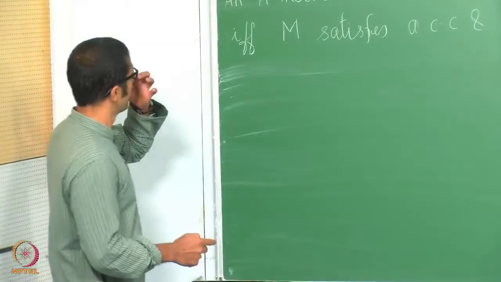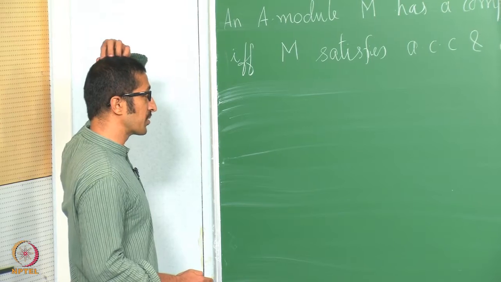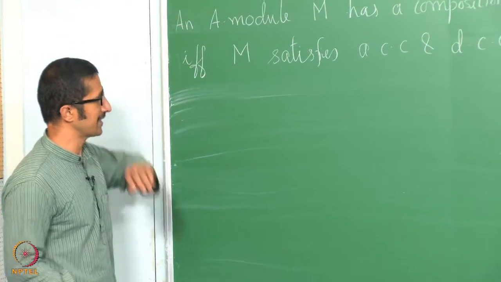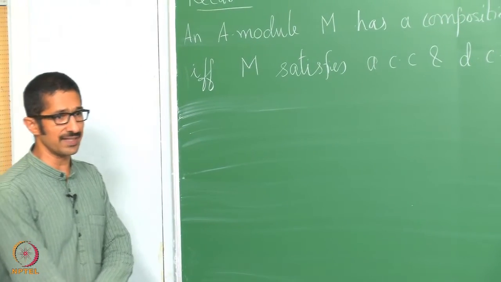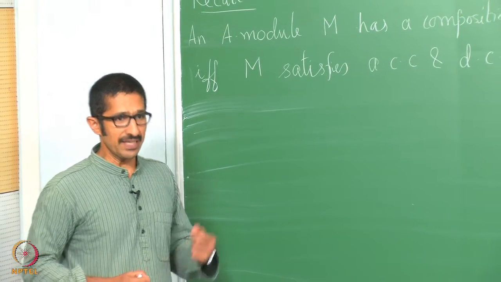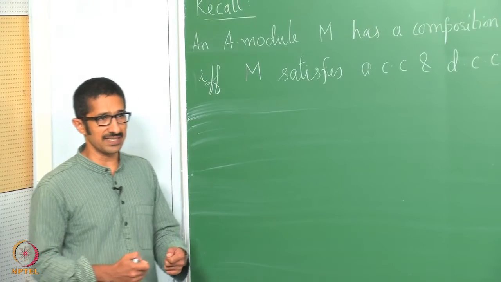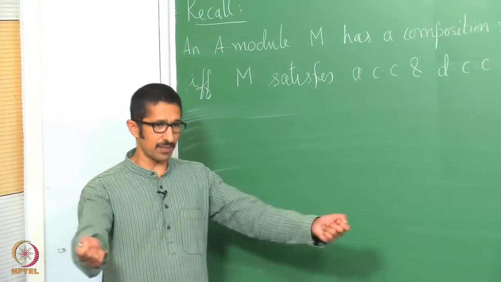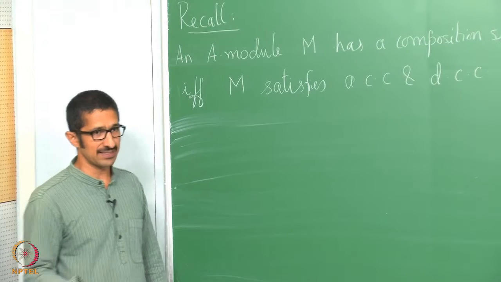Okay, so let us begin. We proved last time that an M module has a composition series if and only if it satisfies both the ascending chain condition and the descending chain condition, and earlier we proved that if M has a composition series, then every composition series will have the same length.